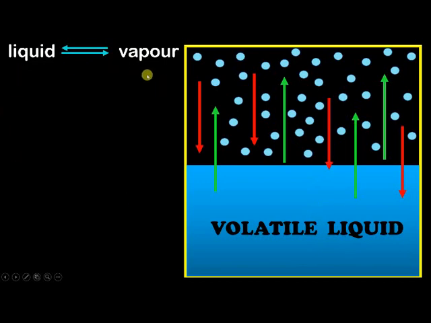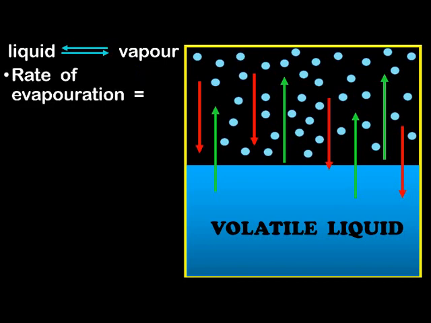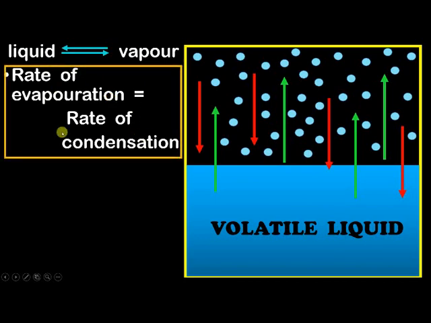So guys, can I say that at dynamic equilibrium, the rate of evaporation will become equal to the rate of condensation? Why? Because the rate of evaporation tells us how quickly the liquid gets converted into vapor, and the rate of condensation tells us how quickly the vapors get converted into liquid, and both are happening at the same rate, therefore they are equal. Clear with this?